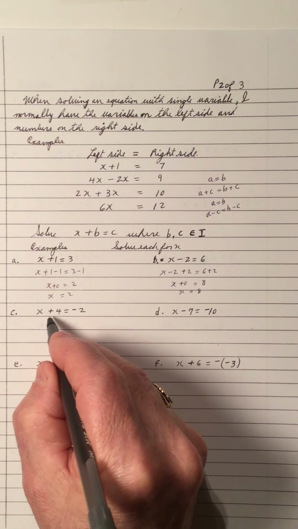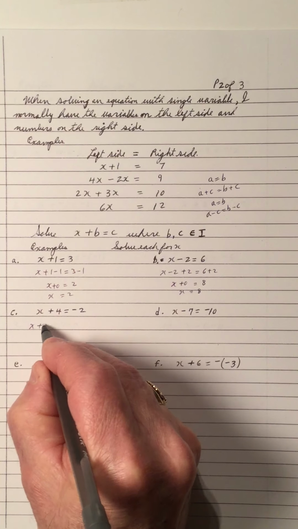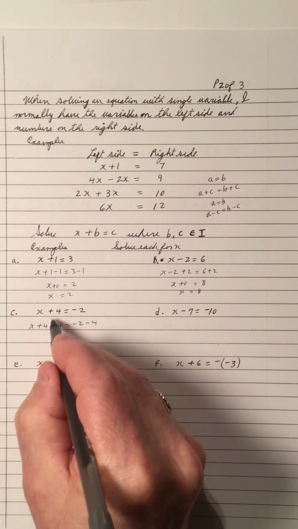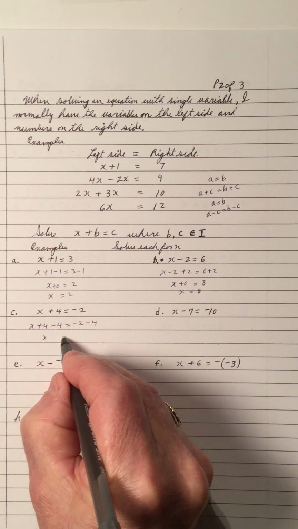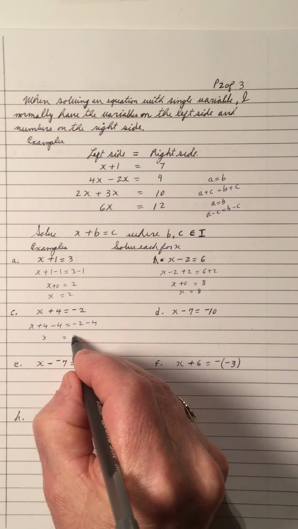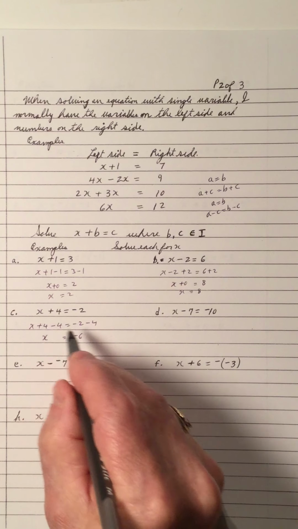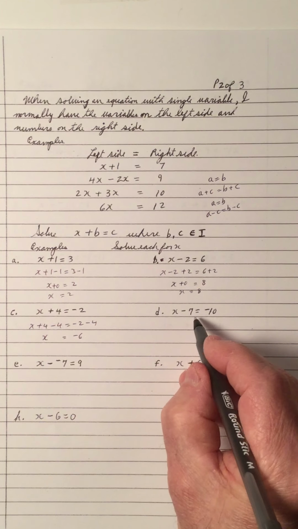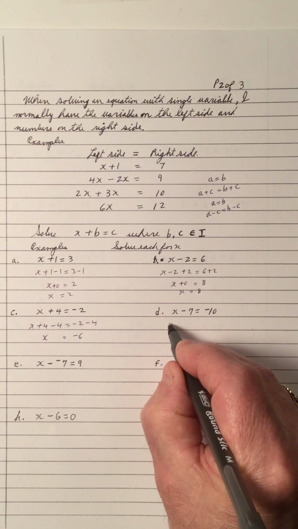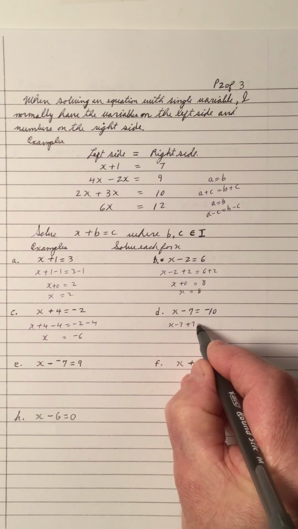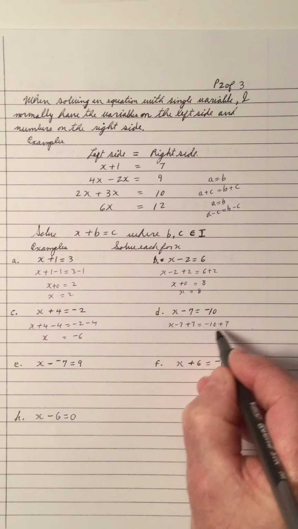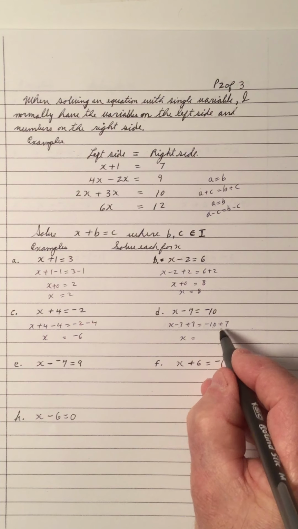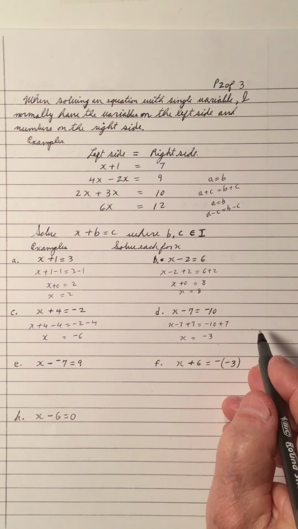I'm adding 4 to the x, so I want to get rid of it. So the opposite of adding 4 is subtract 4. So plus 4 minus 4 is 0, and negative 2 minus 4 is negative 6. So again, you're adding on the opposite to both sides. Notice we're subtracting 7, so we'll add 7 to both sides. And minus 7 plus 7 is a 0, and negative 10 plus 7 is negative 3.